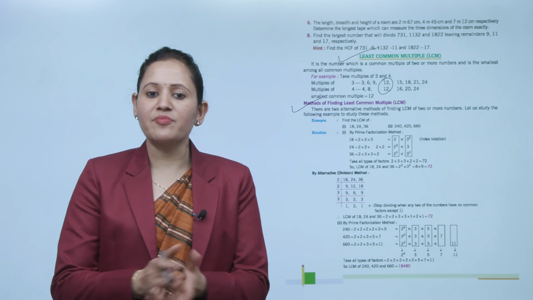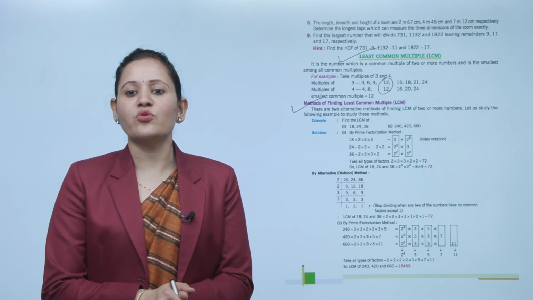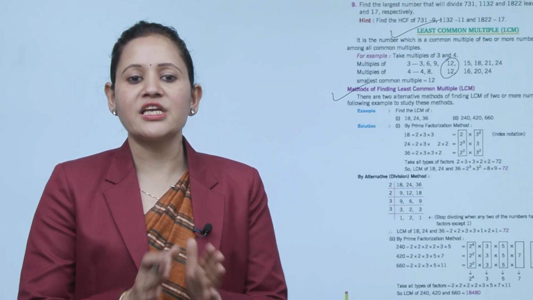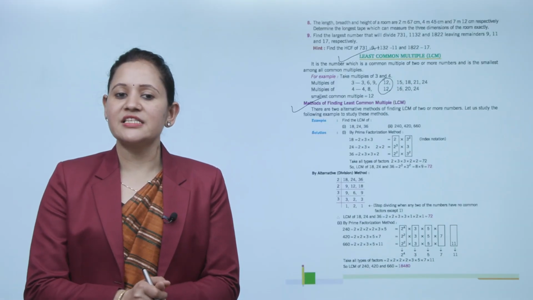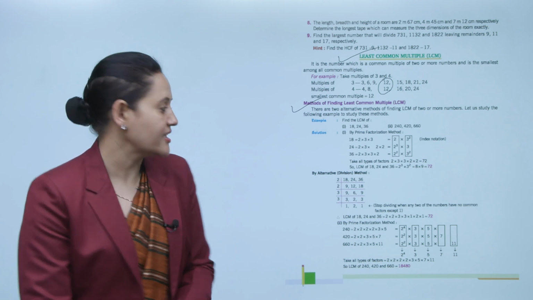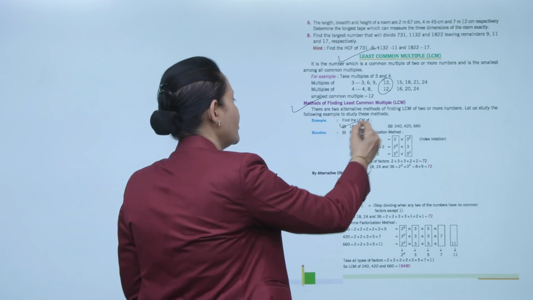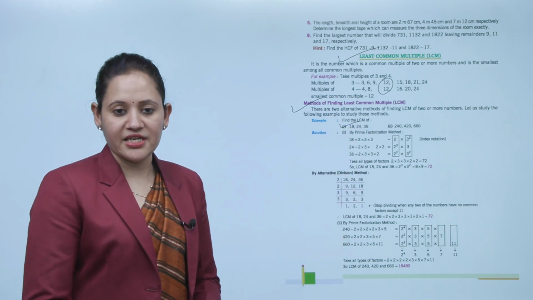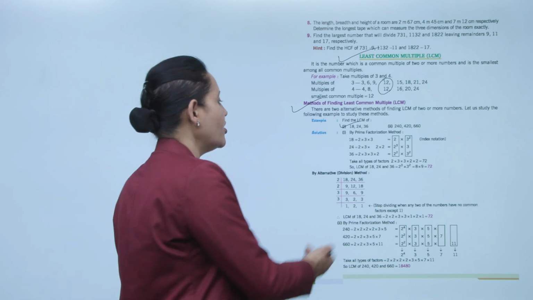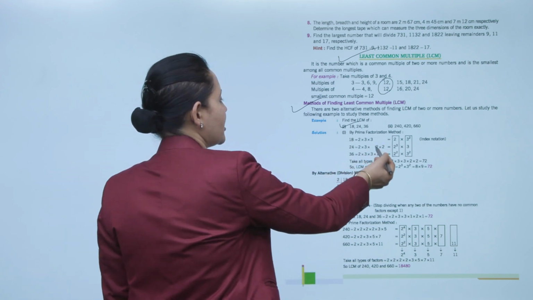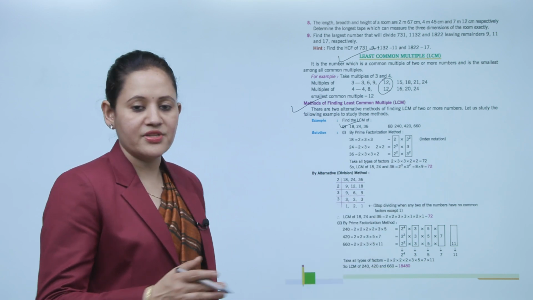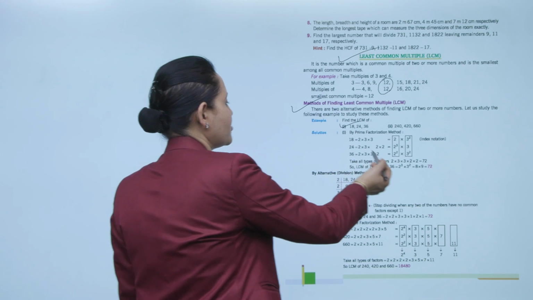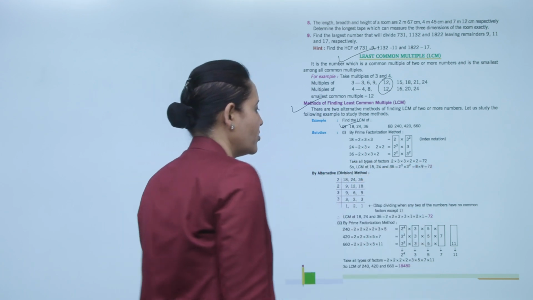Next, methods of finding the least common multiple, or LCM. There are two alternative methods of finding the LCM of two or more numbers. Let us study the following example. Find the LCM of 18, 24 and 36. First we will do the prime factorization of the given numbers. 18 is 2 into 3 to the power 2, 24 is 2 to the power 3 into 3, and 36 is 2 to the power 2 into 3 to the power 2.